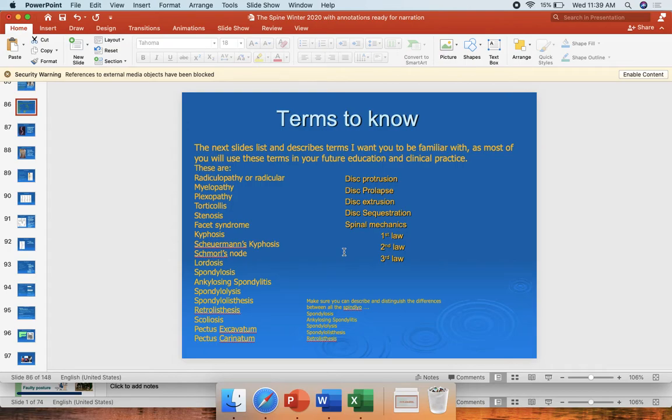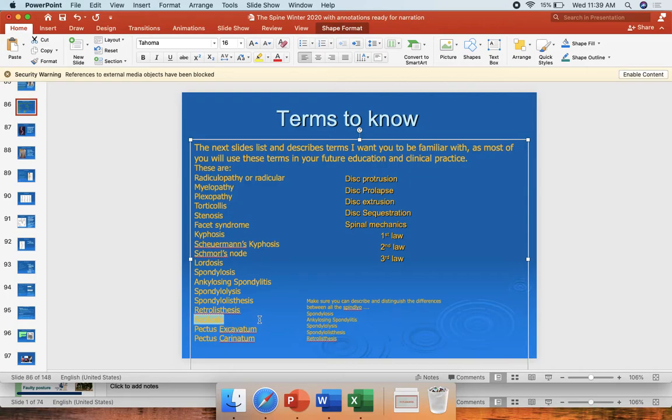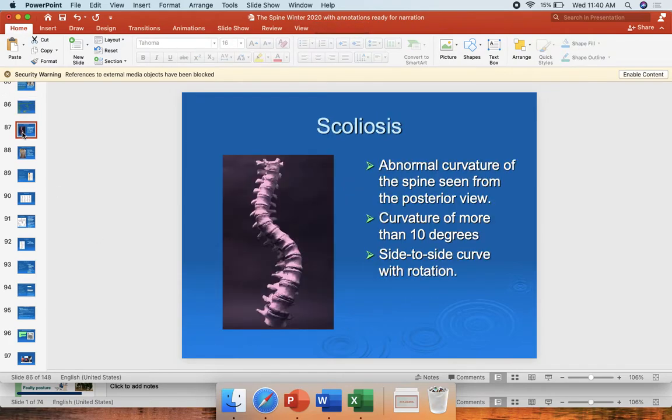This video will be continuing with our terms to know slides, and this video will be covering the spine conditions of scoliosis, pectus excavatum, and pectus carinatum. So these bottom three right there.